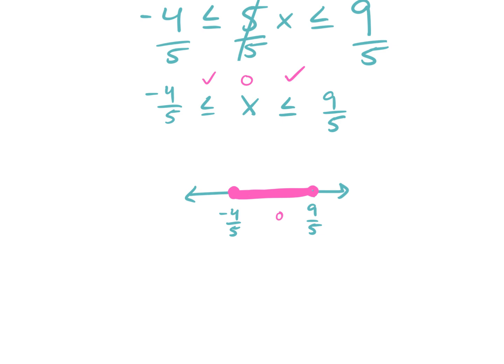So now let's write this in interval notation. How would we start? Bracket negative 4 over 5, comma 9 over 5 bracket. Perfect. So these are our answers.